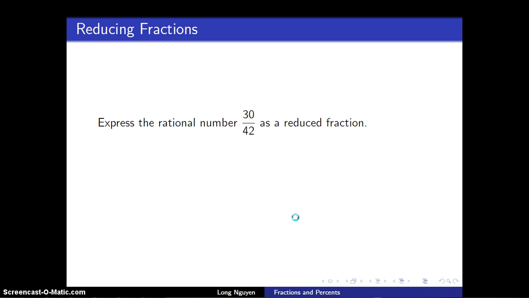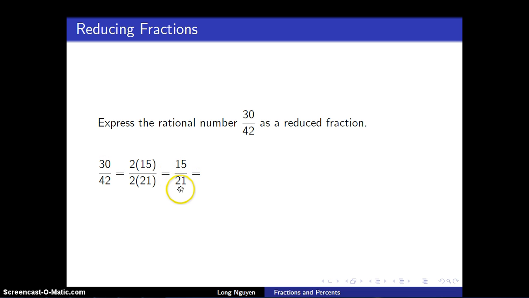Express the following rational number 30 over 42 as a reduced fraction. The way we do this is that we'll look at these numbers and we'll look for a common factor. So for example, 2 is a common factor for both of these numbers, so we factor out the 2 from 30 and also from 42. Then to reduce the fraction, we can cancel the 2's. Now we have 15 over 21 as an equivalent fraction as 30 over 42.